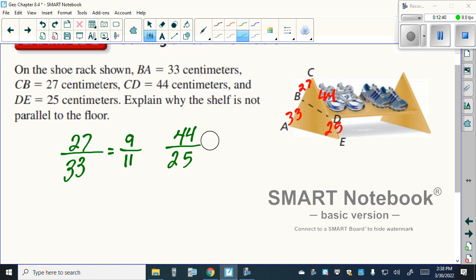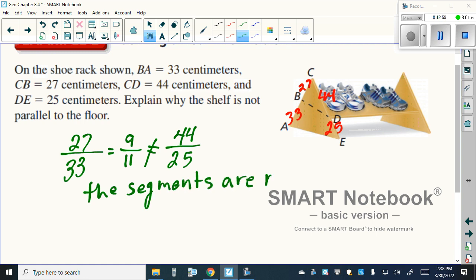Gives you the same thing. So, well, these here, they're not proportional. So why are the shelves not parallel to the floor? The segments are not proportional.